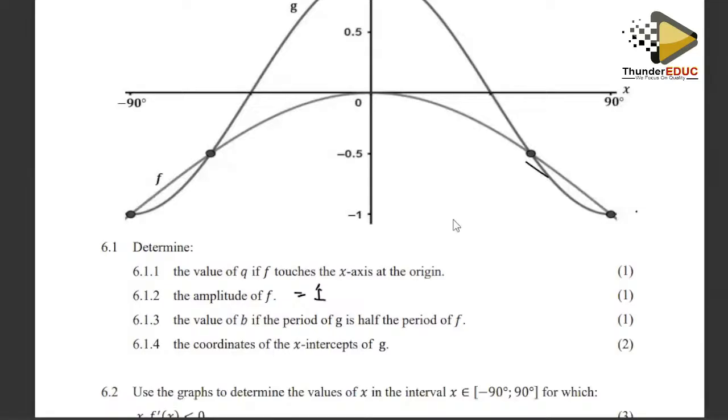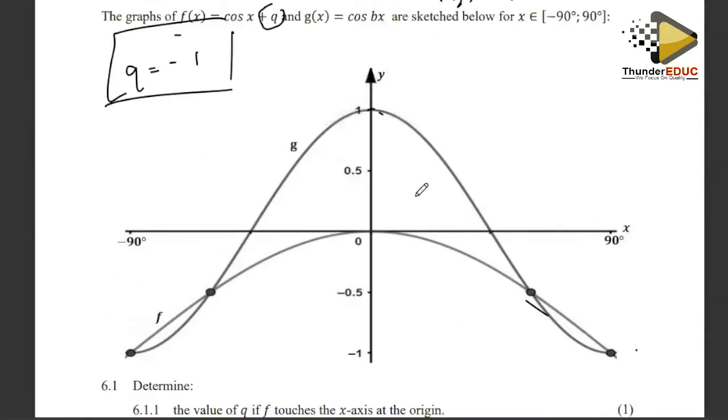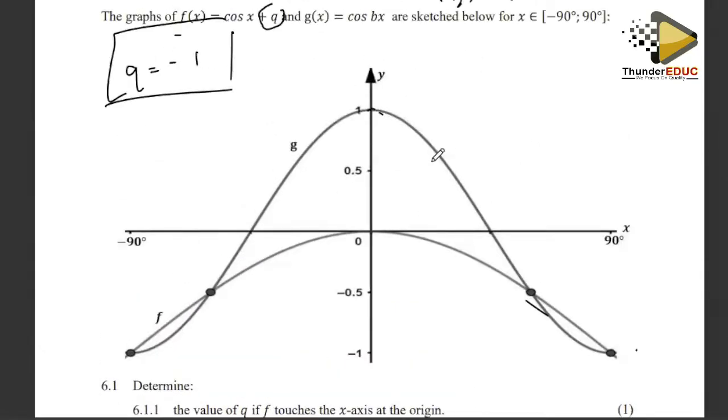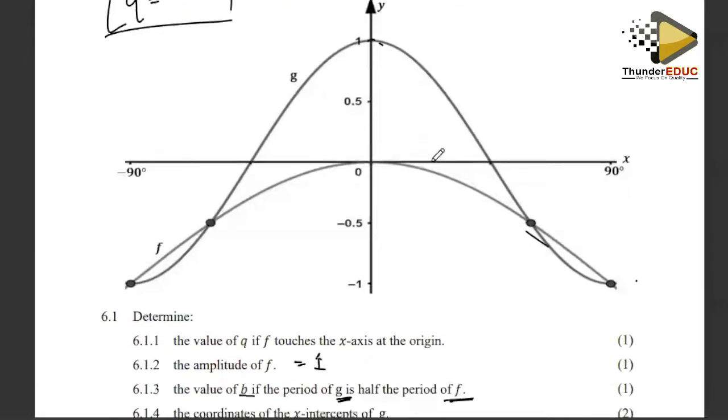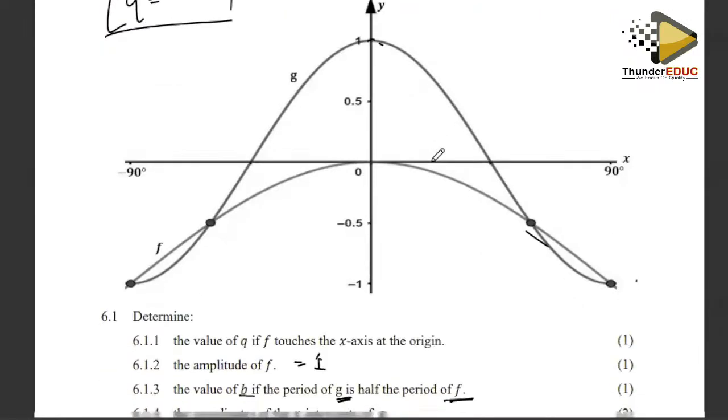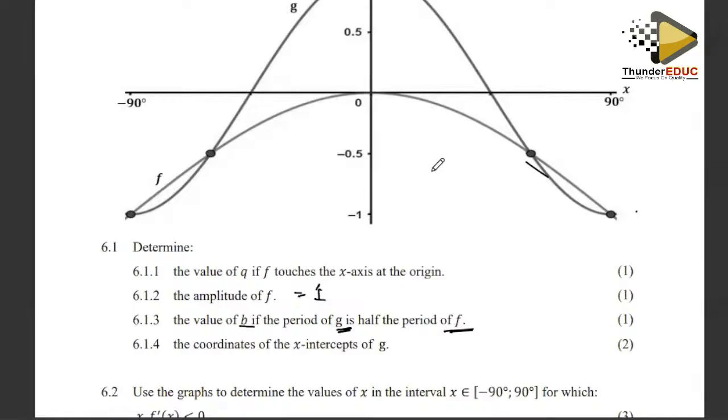Then the value of b, if the period of g is half the period of f. So what is the period of g? The period of g is 360. The period of f is also, no. If that's 360, then it's going to be 180, which means b is 2. So it's like 360 divided by 180, it's going to be 2.